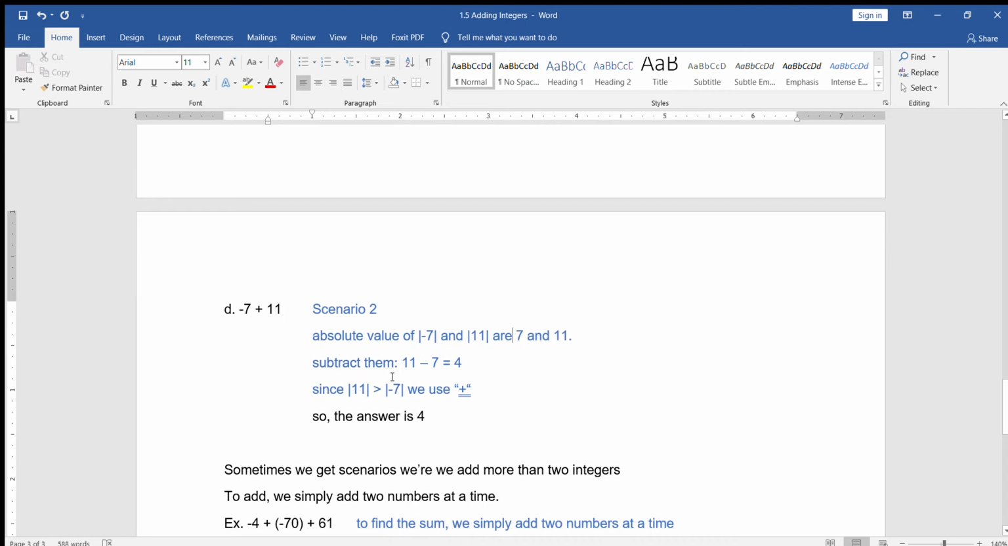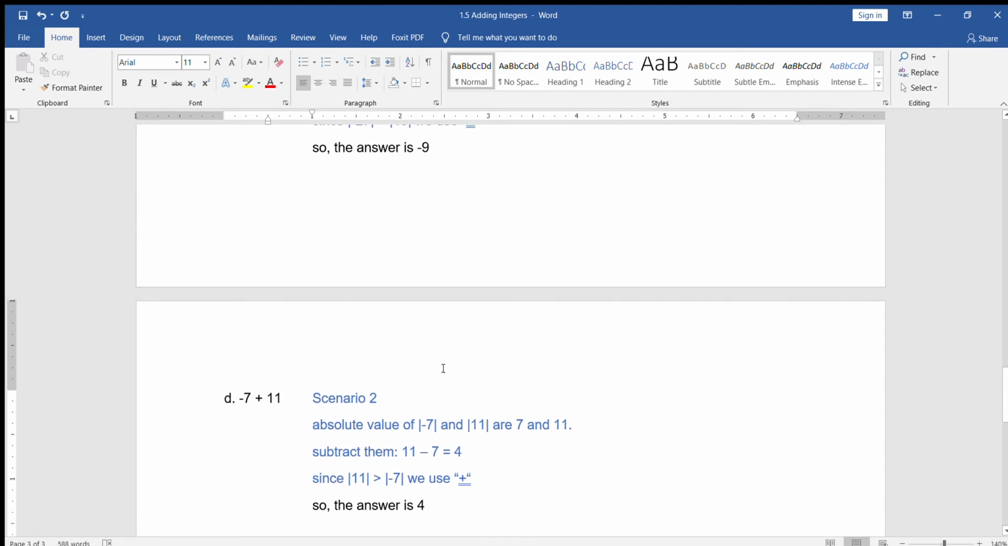Again, subtract them, larger minus the smaller number. In this case, 11 minus 7, which is 4. Now we're going to find the sign of our answer, and to do so we're going to compare the absolute value of both numbers.